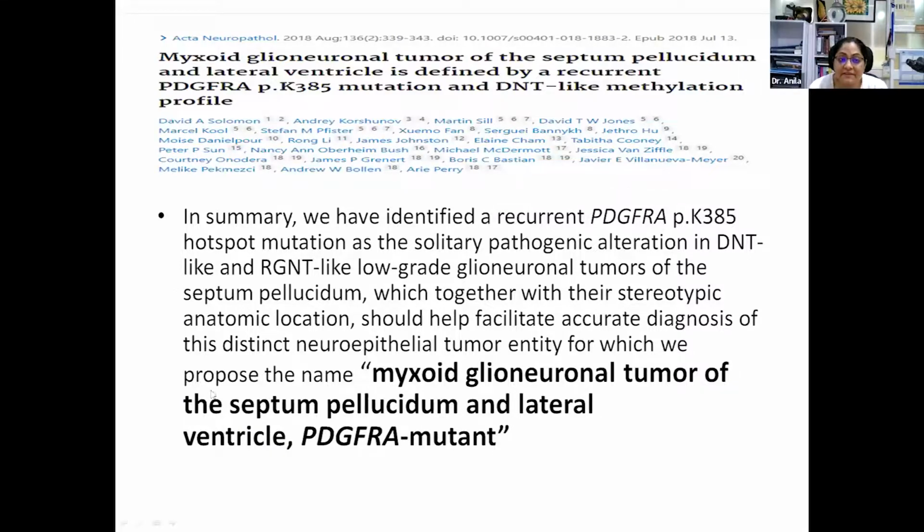Initially these tumors were thought of as DNETs or RGNTs, but in this study by Solomon et al, they said that they identified a recurrent PDGFRA hotspot mutation as a solitary pathogenic alteration in the DNET-like and RGNT-like low-grade glioneuronal tumors of the septum pellucidum, which together with their anatomic location should help facilitate the accurate diagnosis of a distinct neuroepithelial tumor entity. They proposed the name myxoid glioneuronal tumor of the septum pellucidum and lateral ventricle.